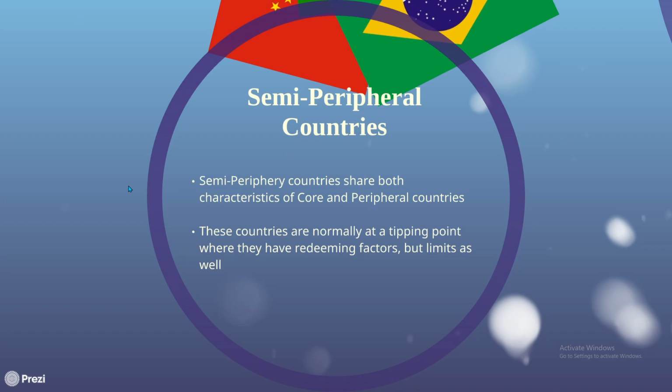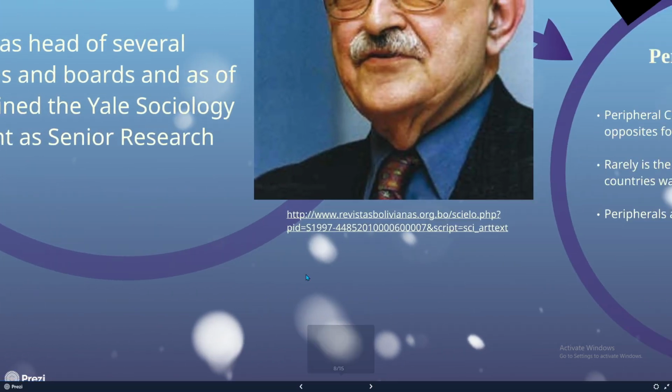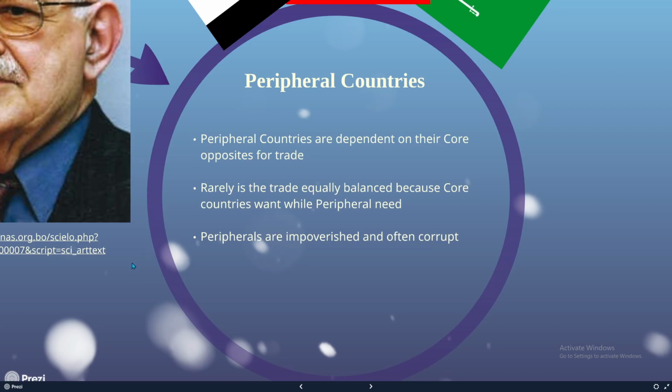So in China, there are so many megacities where we can see that manufacturing taking place, but there's still so much rural area where there are impoverished people. So they count as semi-peripheral. They have characteristics of both the core and periphery. Now we move on to our peripheral countries. They're countries that are dependent on their core opposites for trade. Rarely is the trade equally balanced because core countries want while peripheral need, and peripherals are impoverished and often corrupt. These countries tend to be, most of them, in Africa.